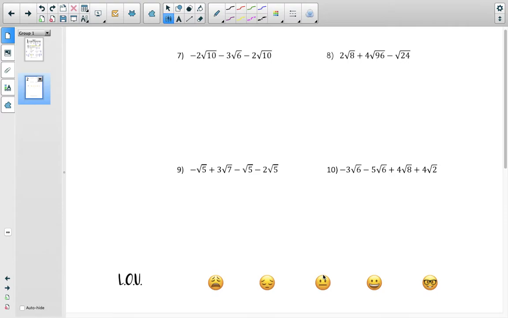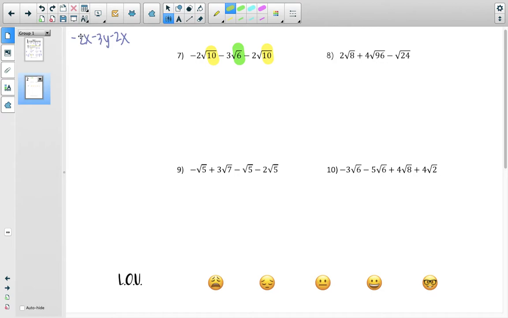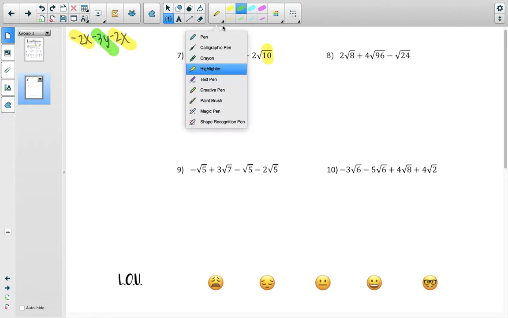More radicals to this, and just show you how you can't combine some things. So number 7, you have the square root of 10 and the square root of 10, and then the square root of 6. Well, that's kind of like having negative 2x minus 3y minus 2x. The negative 2x and the negative 2x can go together, but the negative 3y is on its own. So we're just going to combine like terms.